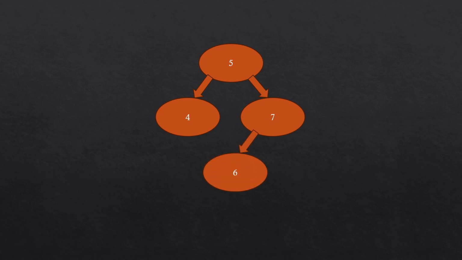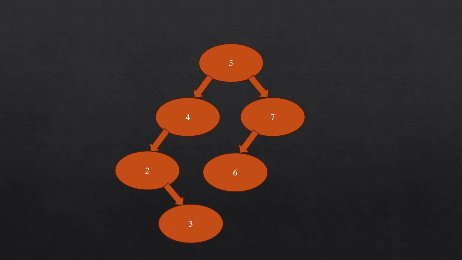Then we want to add 2. 2 is lesser than 5, it will go to the left. 2 is also lesser than 4, it will go to the left. And the last one is number 3. 3 is lesser than 5, it's lesser than 4, but it's greater than 2, and that means it will go to the right of 2. And this is our tree.